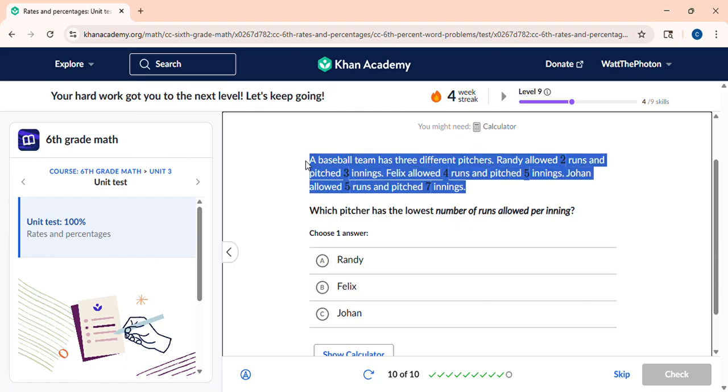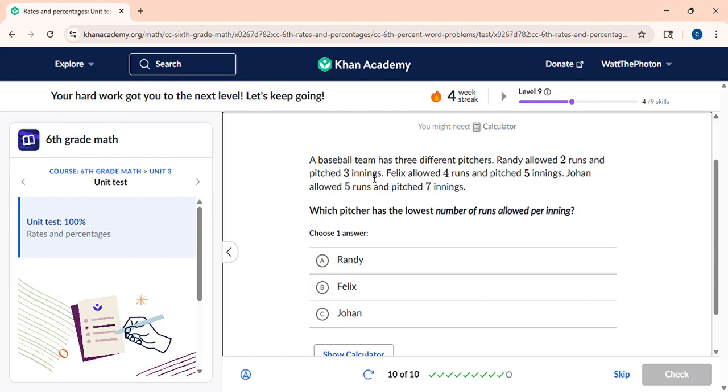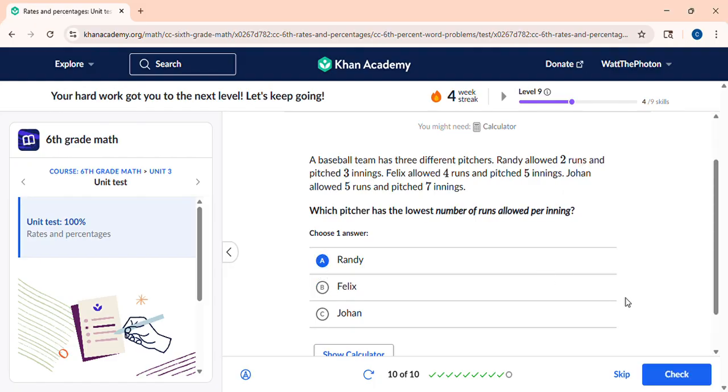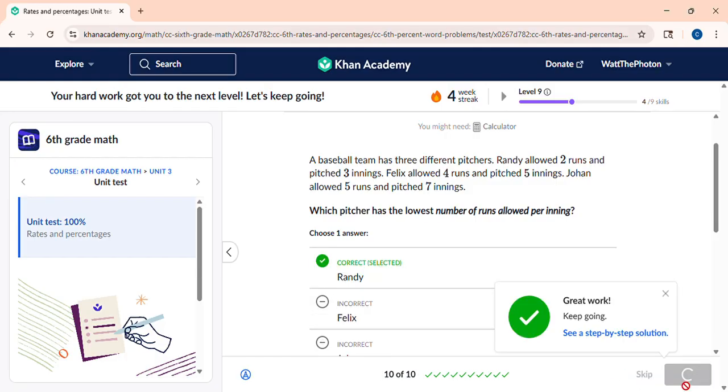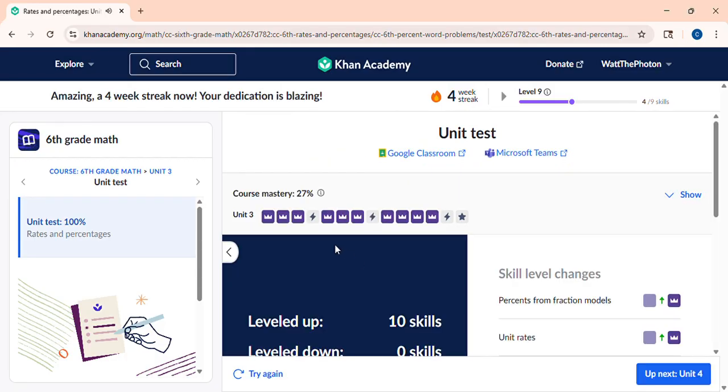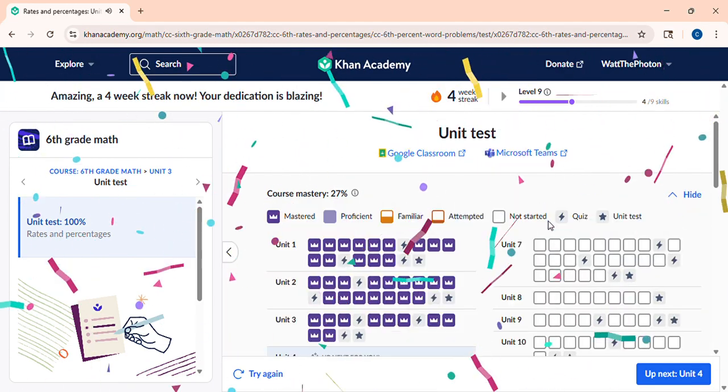Baseball innings, 3 pitchers, 2 runs, 3 innings. The lowest number of runs per inning allowed. So is it 5 divided by 7? That's what, 0.7? I think it's Randy. Lowest number of runs per inning. Yeah, that sounds right. And we made it through Unit 3.